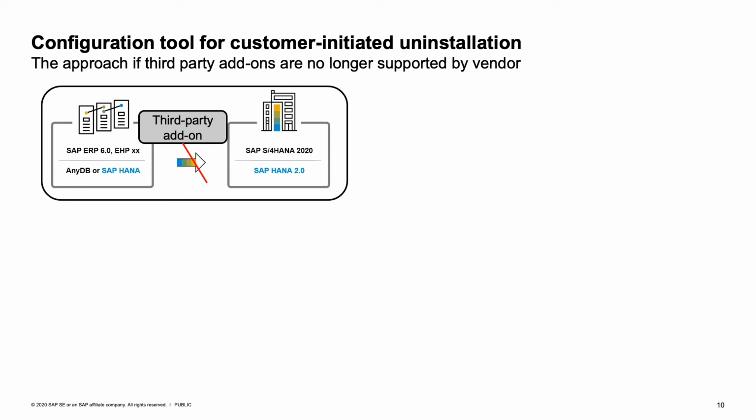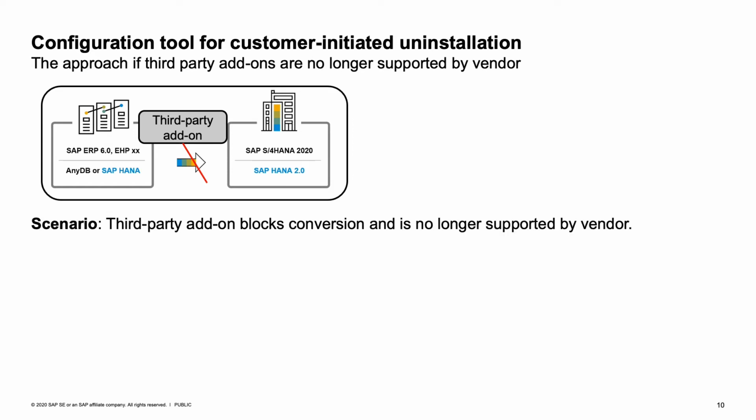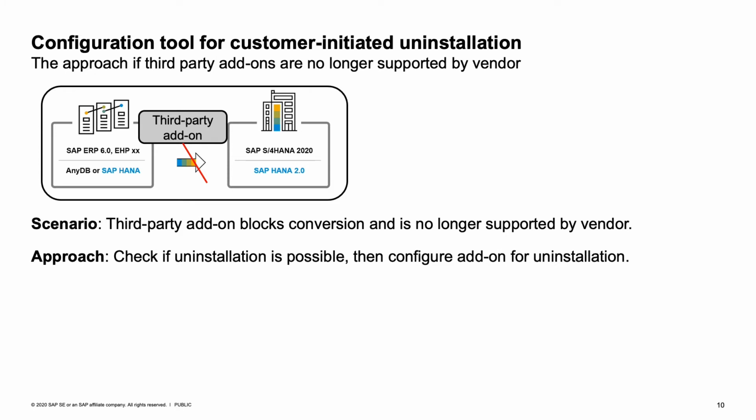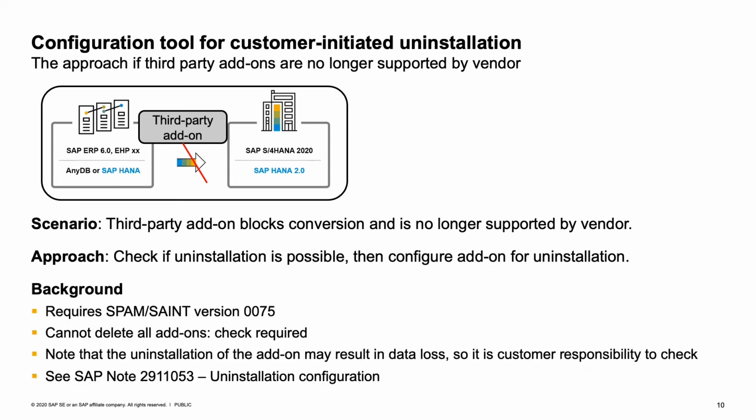What's this? Well, again, the scenario: there's a third-party add-on blocking the conversion. It's no longer supported by the vendor, or the vendor is no longer there. That's really a hard situation. And the approach is that you can use a configuration tool that checks whether it's possible to uninstall the add-on. There are specific boundaries for this. For example, no modifications by the add-on are required. So that's why it's not a generic tool. It's not a generic solution, but it will support you in specific cases nevertheless.